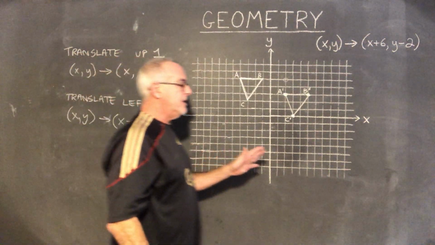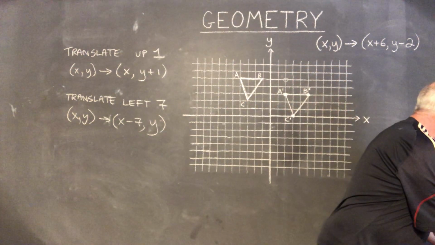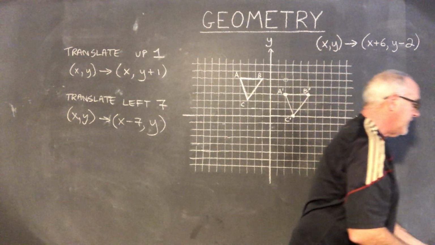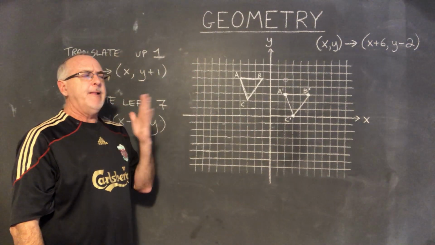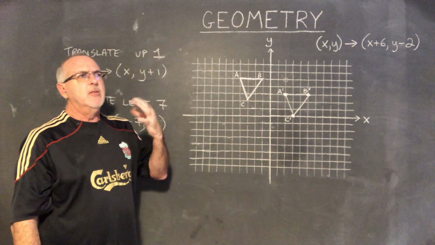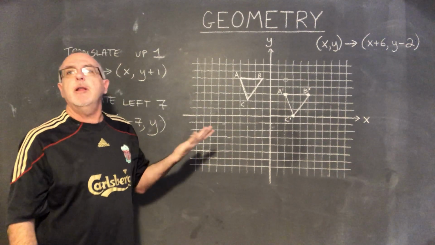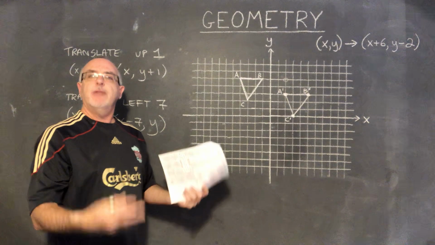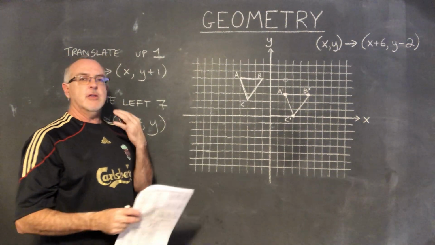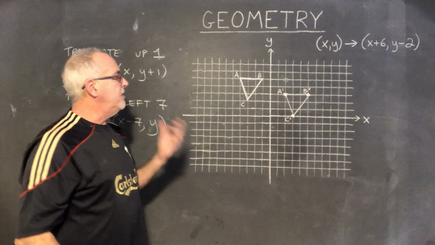The next one is the reflection. Now, the reflection, in normal descriptive words, is a flip. When you take something and you flip it over, you make a reflection of it. So that's a nice descriptive word, but in math we call it a reflection.